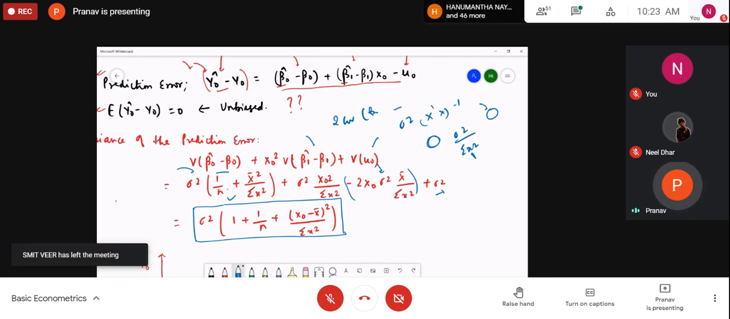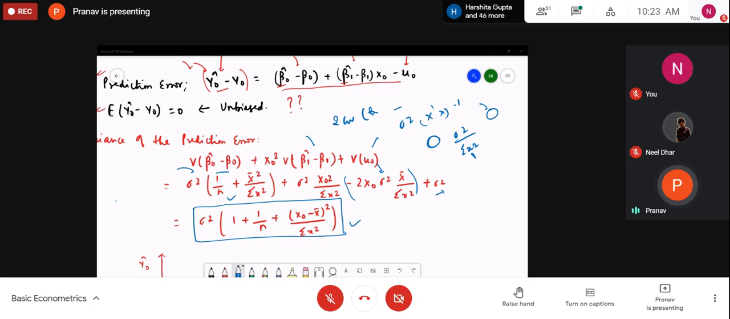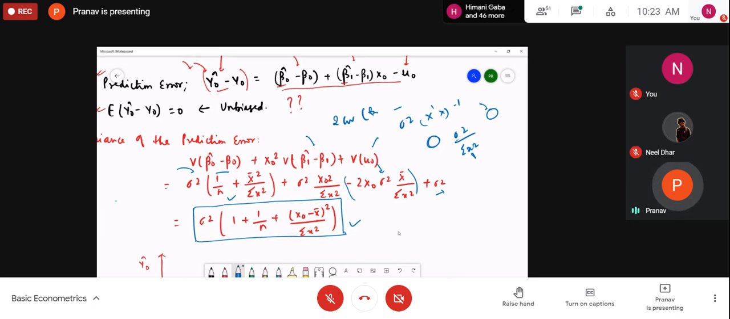So if you just algebraically manipulate this equation and take sigma square common, what you generate is this equation: sigma square times bracket 1 plus 1 by n plus (x naught minus x bar) whole square upon summation x square.